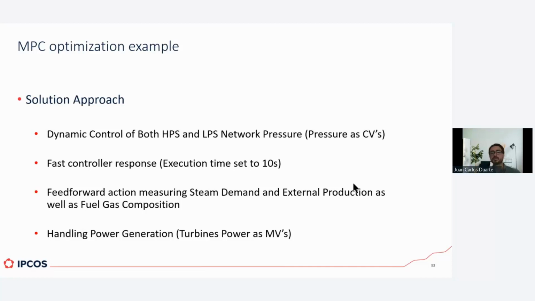Another advantage of using APC is that it's very easy to use feed-forward action, just measuring the steam demand and acting based on that. And as we said, we were handling the power generation directly, so the power generation was also in balance with the amount of steam that was produced.